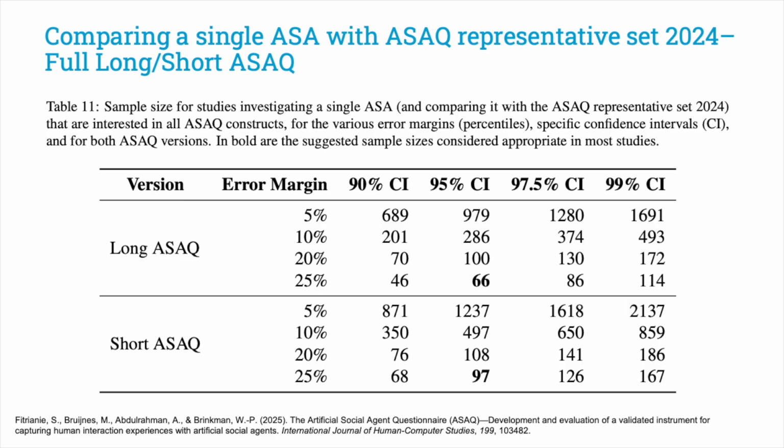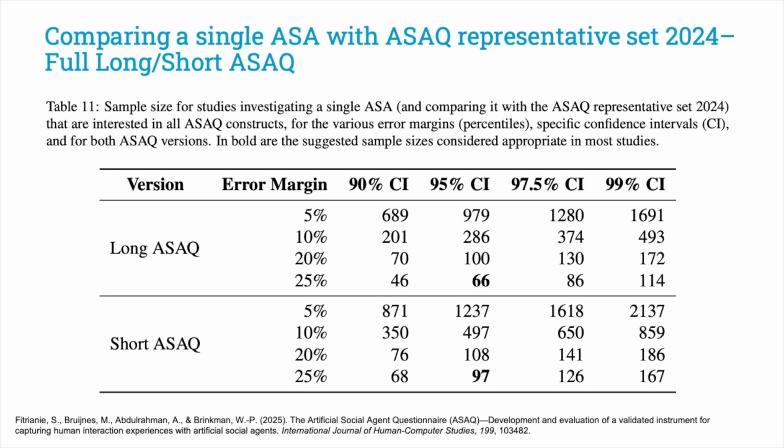Now here you see, if you're not looking for a specific construct, but just include the whole questionnaire, for the long version, if you take, for example, a 25% error margin, you will need 66 people in your study. And if you take the short questionnaire, and again you do 25 percentiles, so you group the representative set in 4 groups, then you need 97 participants.